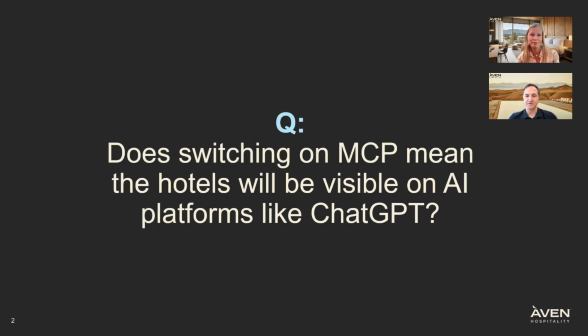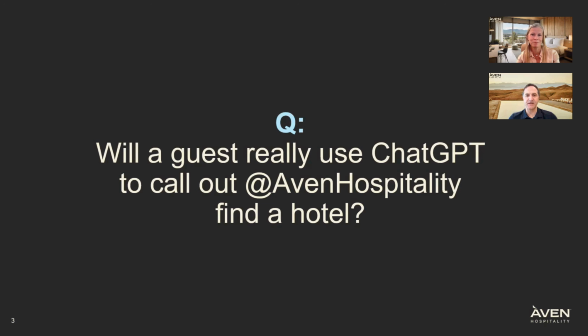Great. I think that's hopefully very clear to everybody. So let's face your next challenge. Will a guest really use ChatGPT to call out at Aven Hospitality to find a hotel? Look, from what we're seeing, it's not really a natural or intuitive guest behavior. However, over time, we expect the AI platforms to evolve to support more native, automatic discovery, where AI selects the best source without explicit user prompts.